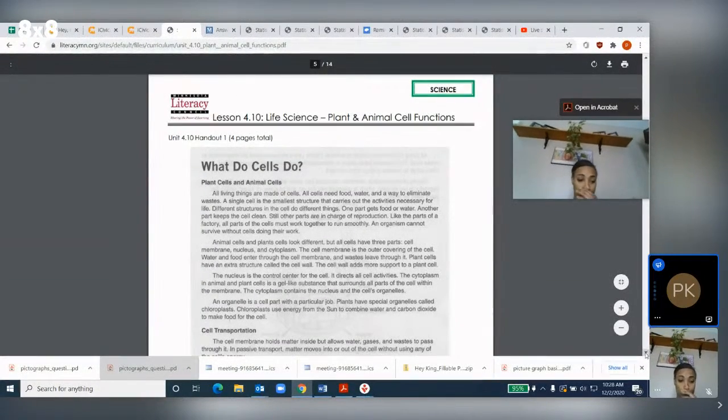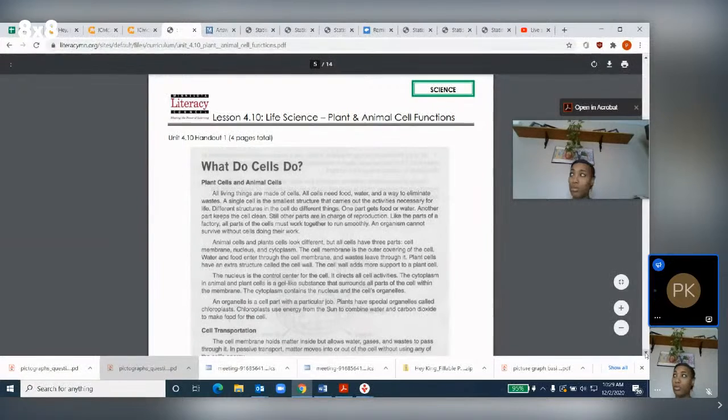Okay. So I think for our last science lesson before break, I gave you a review of lesson 4.1 through 4.9. So 4.10 today is plant and animal cell functions. I'll go ahead and read this. There are some questions afterwards. And then the last thing I want to do today is a Venn diagram, so I want to go over that with you guys. A lot of this will be review. We've probably covered some of this, but I'll go ahead and start reading. Some of this might sound familiar to you.